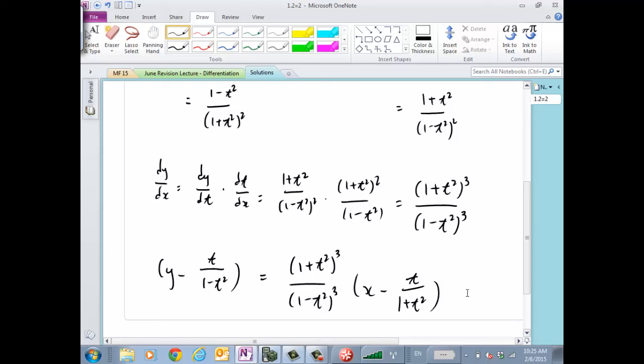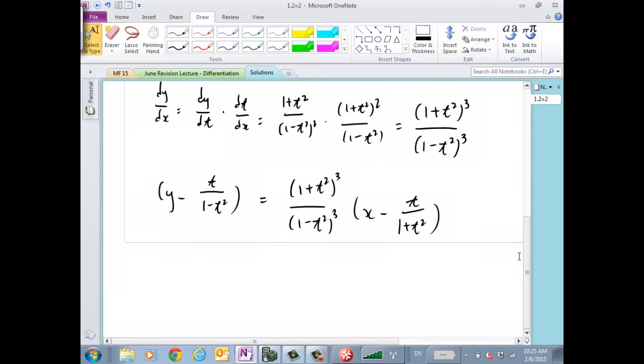Correct? You know what I'm doing on? This formula that I'm actually doing is, if you want to know it, y minus y1 equals m bracket x minus x1. Okay.